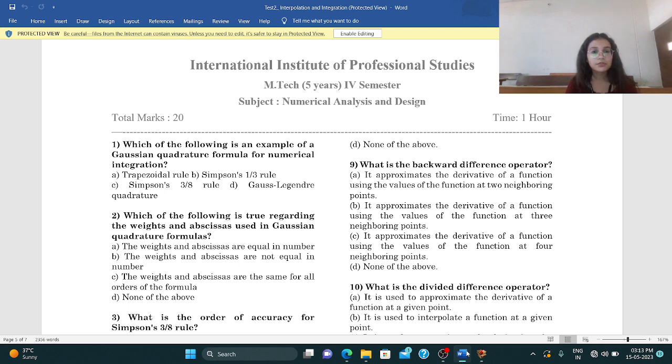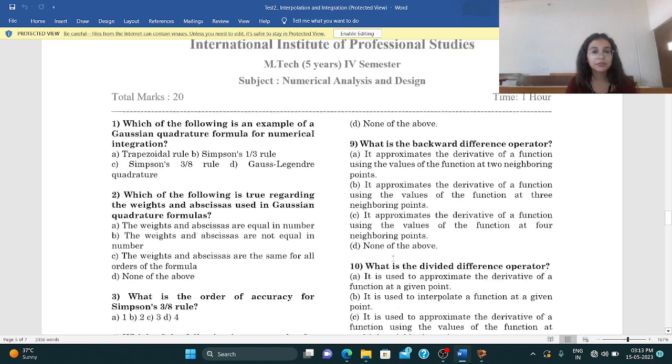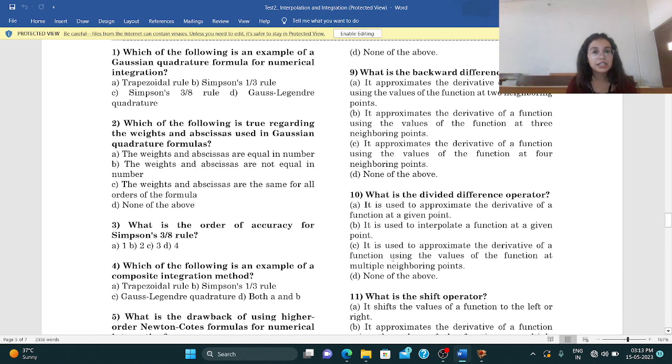Question 2. Which of the following is true regarding the weightage and abscissas used in Gaussian quadrature formula? Option A. The weights and abscissas are equal in number. Option B. The weights and abscissas are not equal in number. Option C. The weights and abscissas are the same for all orders of the formula. Option D. None of the above. And the correct option is the weights and abscissas are not equal in number.